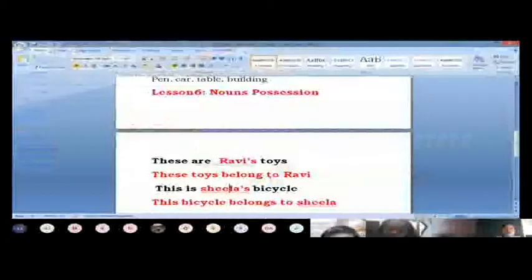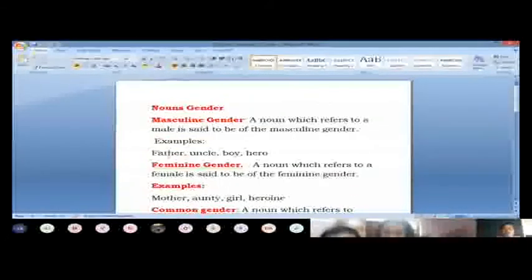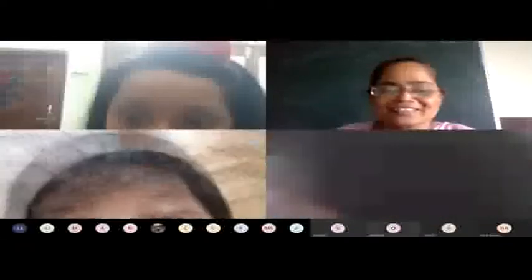So once again I will go through it. If you have doubt, ask me. Nouns, gender: masculine gender, feminine gender, common gender, neutral gender. These four, if you have any doubt, tell me. Example: aunty, girl, heroine.